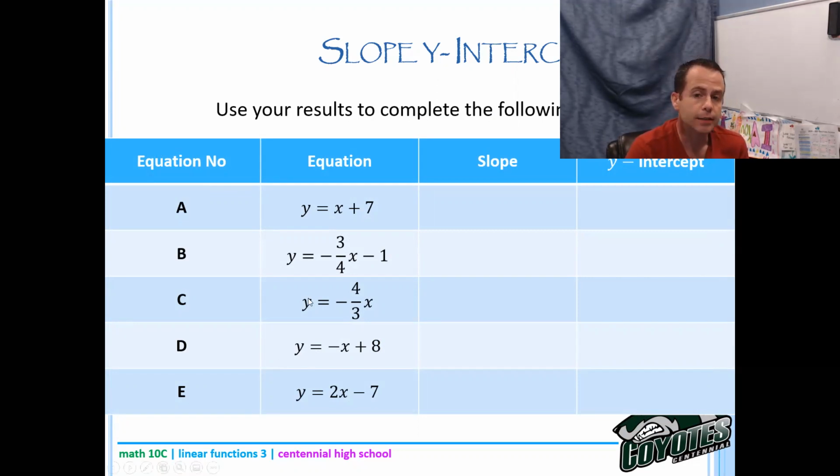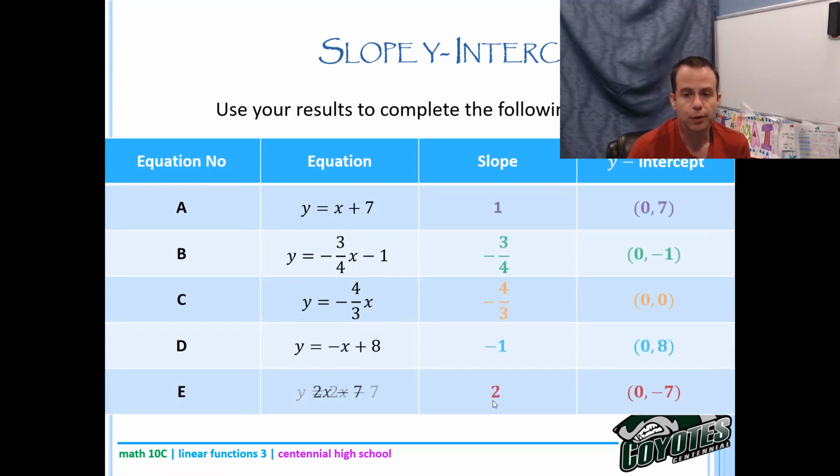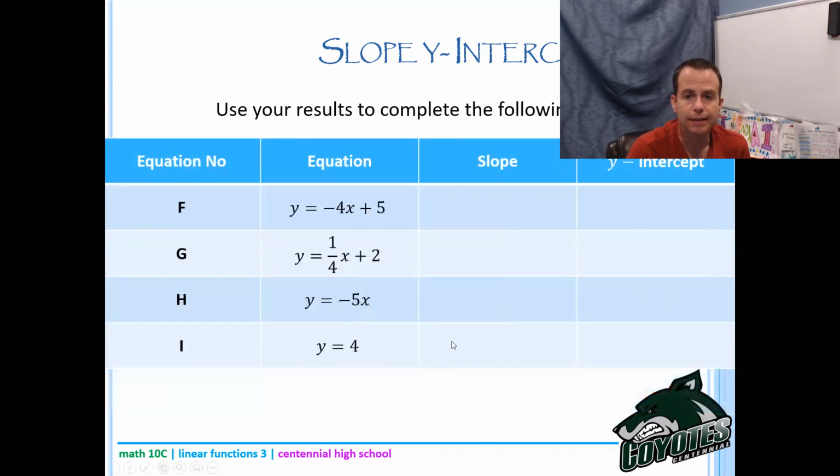For c, the slope is -4/3. There is no b value here, so the y-intercept is actually 0, or (0, 0). It's the origin. For d, the slope is -1, and the y-intercept would be (0, 8). And for e, the slope is 2, and the y-intercept is (0, -7). Okay, so that's the first 5 in your table. Then you had these guys.